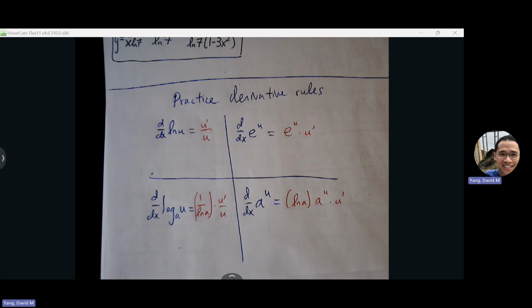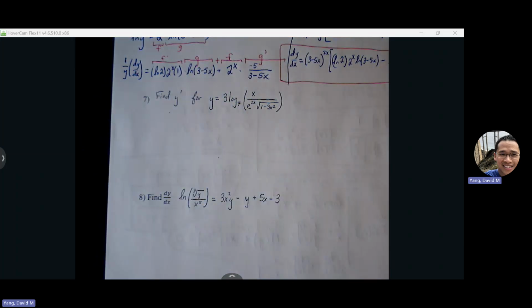On the quiz, I will specify: use log differentiation here, don't use it here. So the last one is non-log differentiation. With log differentiation, what you're going to see is a variable raised to a variable, and I'm going to tell you to use it, because there's no rule that we can use otherwise.